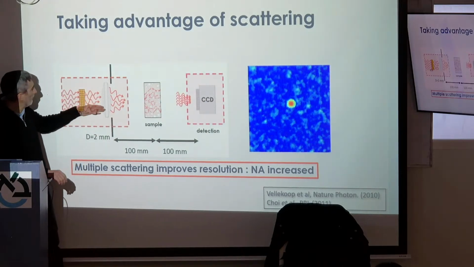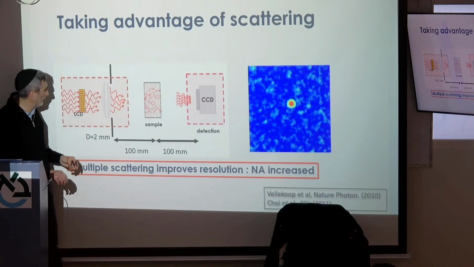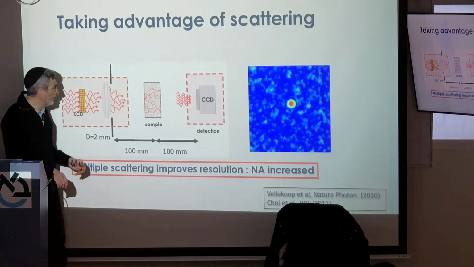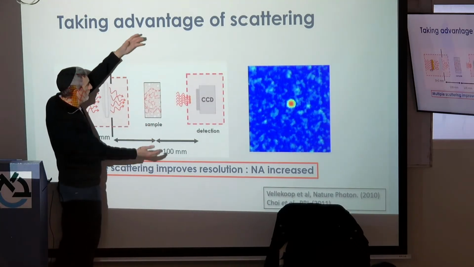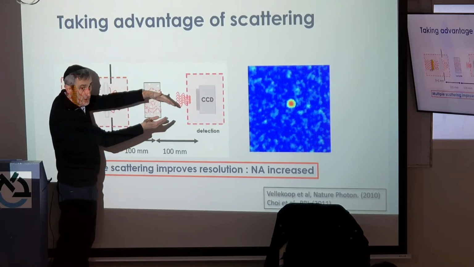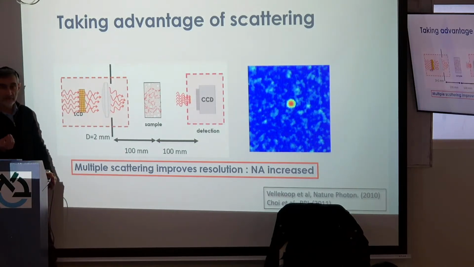The reason for that is that multiple scattering improves the resolution. What you need when you have a lens is light that goes through different paths to recombine on the other side. Here you have so many trajectories inside the system. It's as if you could unfold it, it would be like a very large lens that focuses light on a much smaller spot. So that's a very interesting feature of scattering media.